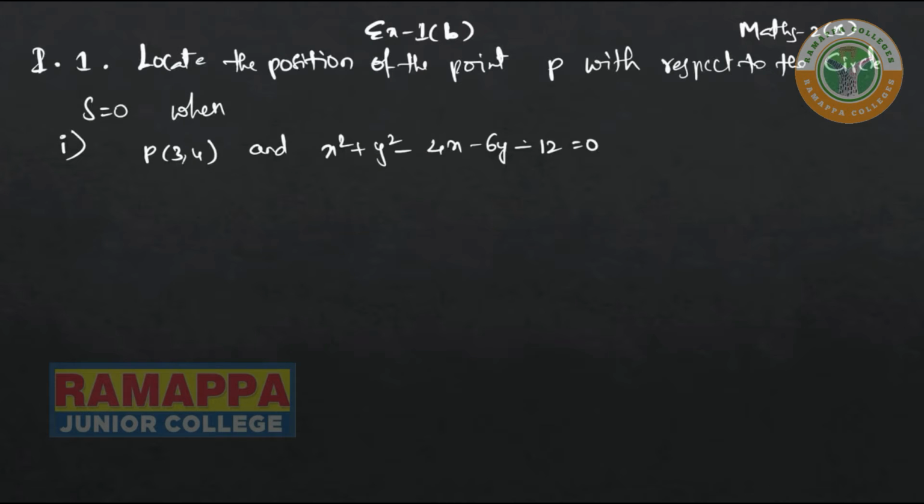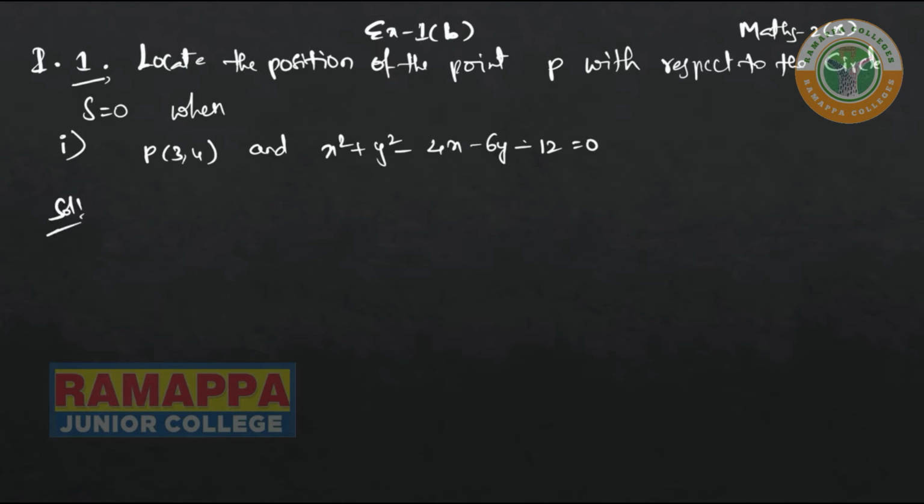Exercise 1(b), first question: locate the position of the point P with respect to the circle S is equal to 0, when the given point is P(3, 4) and the given equation is x square plus y square minus 4x minus 6y minus 12 is equal to 0. So we have to locate the point with respect to this circle.